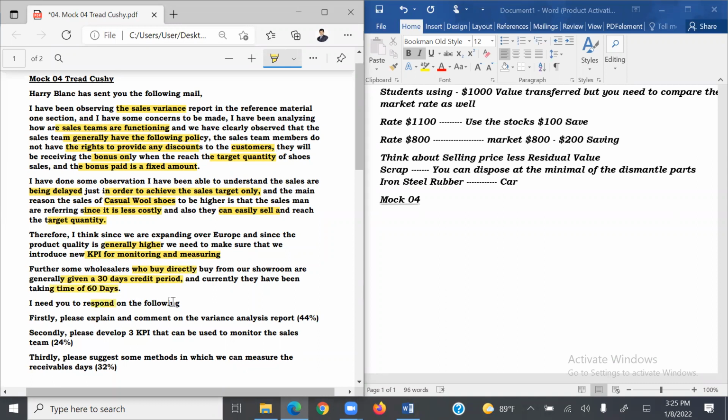I need you to respond on the following. Firstly, please explain and comment on the variance analysis report. And then secondly, please develop 3 KPIs that can be used to monitor the sales team. And thirdly, please suggest some method in which we can measure the receivable days. In other words, we can reduce the time a little. That is the understanding, students, how you can manage to bring down the receivable days.